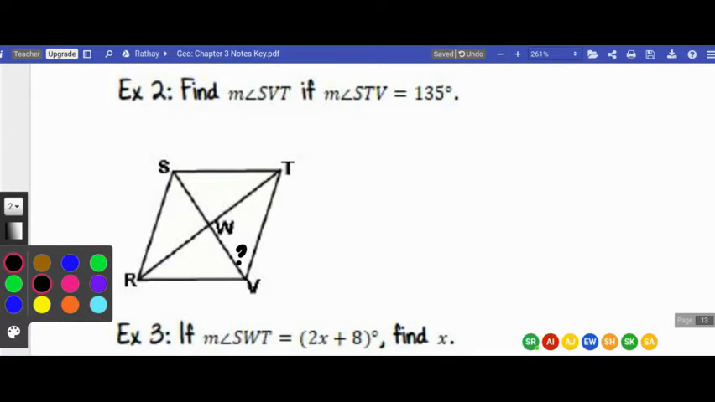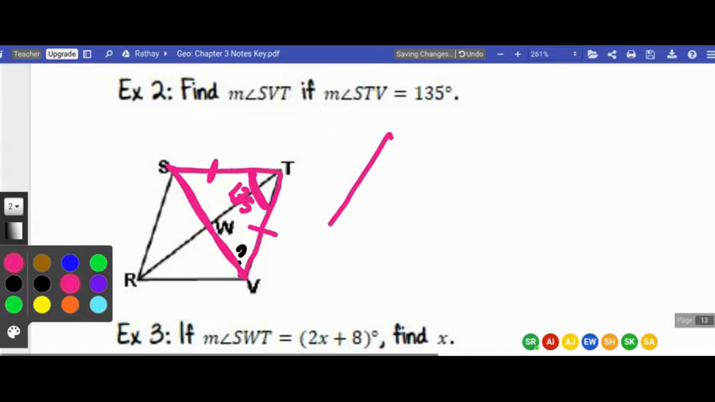If STV is 135, and again, the diagram is terrible, so that angle is 135. There is more than one way we can complete this question. The first way I'm going to show you is to say, if that whole angle is 135, I'm going to focus on half of the rhombus as a triangle. Now that triangle we know is isosceles because in a rhombus all of the sides are equal.